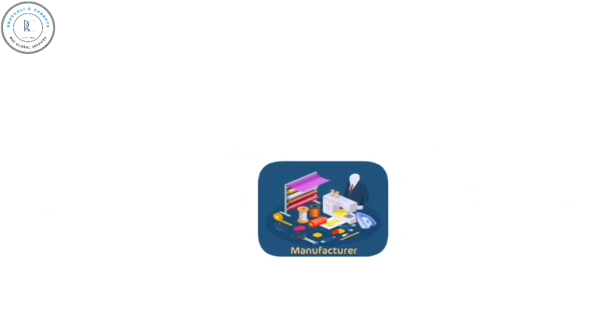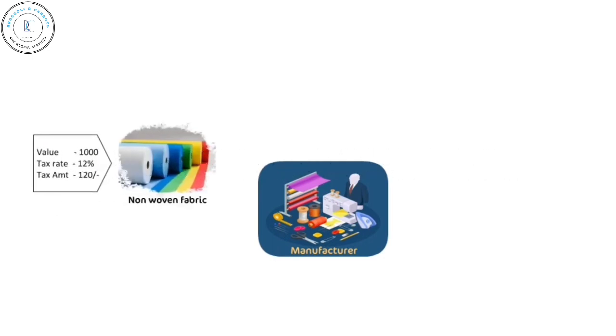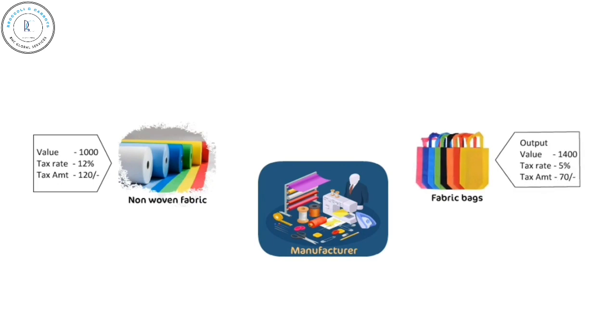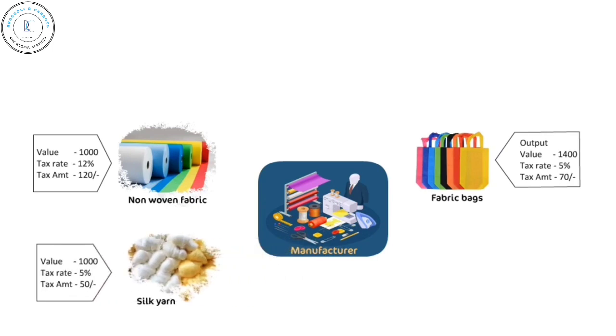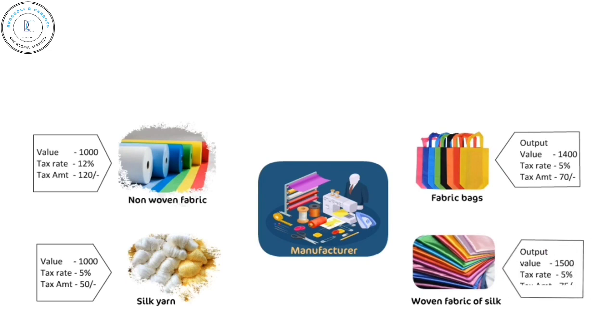The manufacturer purchases non-woven fabric of value 1,000, tax rate 12%, tax amount Rs 120, and supplies fabric bags of output value 1,400, tax rate 5%, tax amount Rs 70. Similarly, purchases silk yarn of value 1,000, tax rate 5%, tax amount Rs 50, and supplies woven fabric of silk with output value 1,500, tax rate 5%, tax amount Rs 75. Here, the silk is exempt under GST.